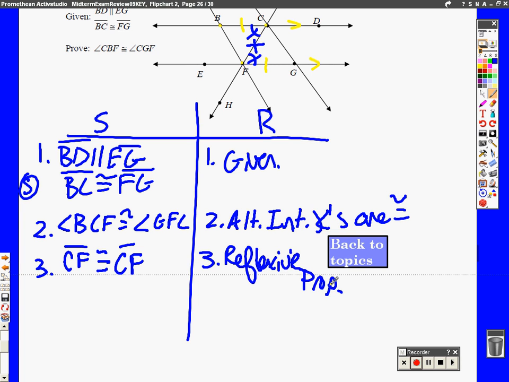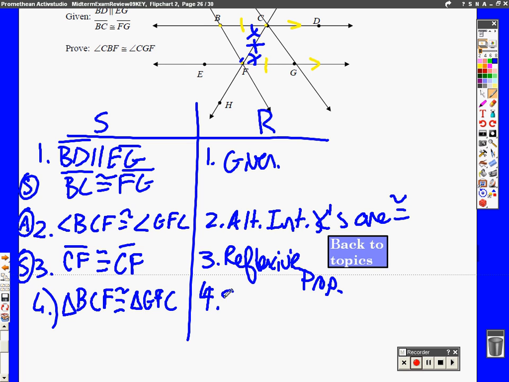All right, now I have a side, I have an angle, and I have another side that is congruent. So the two triangles are congruent by side, angle, side. Triangle BCF is congruent to triangle GFC by side, angle, side.